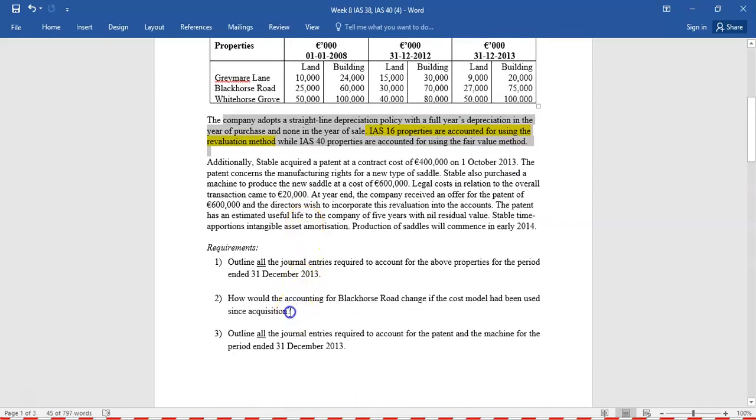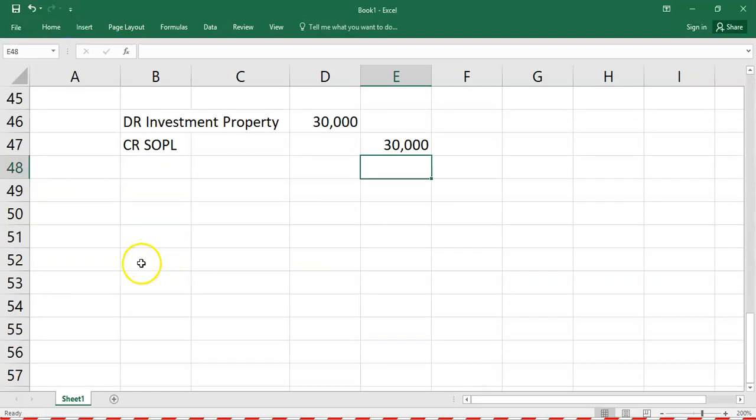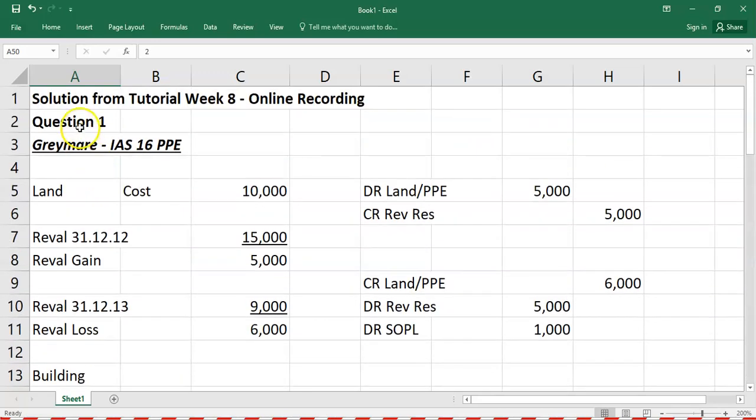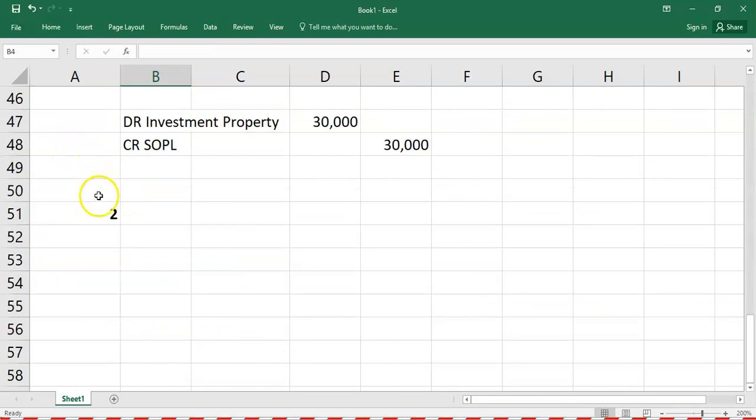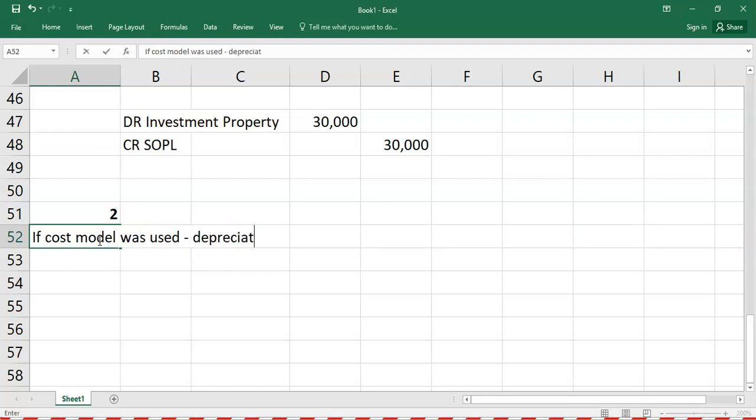Number 2 asks us then, how would the accounting for Black Horse Road change if the cost model was used since acquisition? Right? So we're looking here then at number 2. This is number 1 up here. So put up there 1. So we're looking here, well, if the cost model was used, depreciation must be charged each year on buildings only.